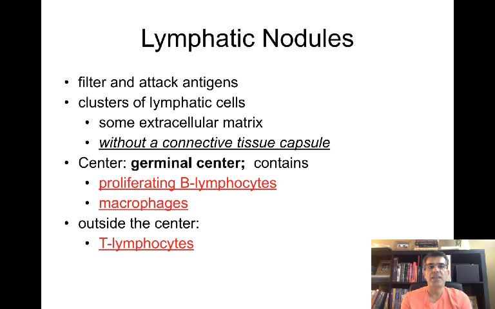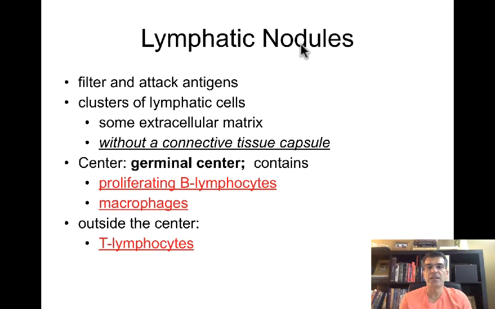Some of these lymphocytes and macrophages cluster and stay together. If these cells stay together without a capsule, without being surrounded by connective tissue, we call it a nodule. If these cells are together and they're surrounded by a capsule, then it's called a lymphatic organ. So I want to separate lymphatic nodules from lymphatic organs. If cells are accumulated in one area without a capsule, we call it a nodule. If they are surrounded by a capsule, we call it an organ. This is important for you to understand. So let's start with lymphatic nodules.